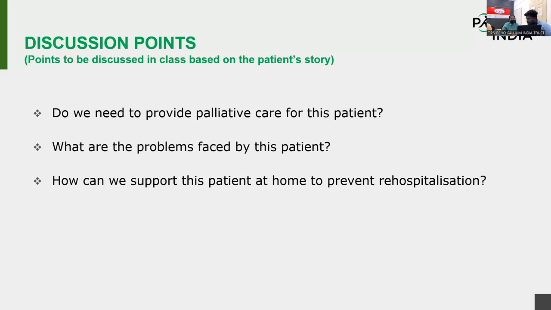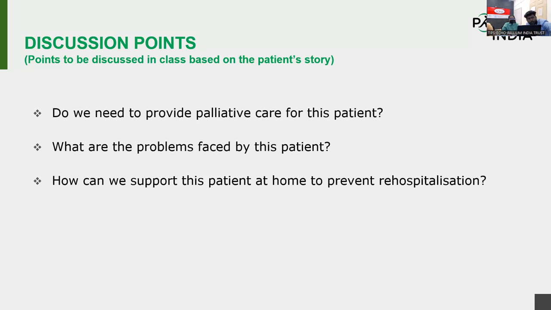Okay, so moving on to the third one, I think: how can we support this patient? Can we support this patient at home to prevent rehospitalization? When you compare it with Palliative Care India, what we suggest is a home care service. At first, we can diagnose the patient and get the treatment with a home visit, seeing them personally with the help of a doctor, a social worker and nurses with proper care. That is a start. Then only we can go in the direction where it needs to be directed.